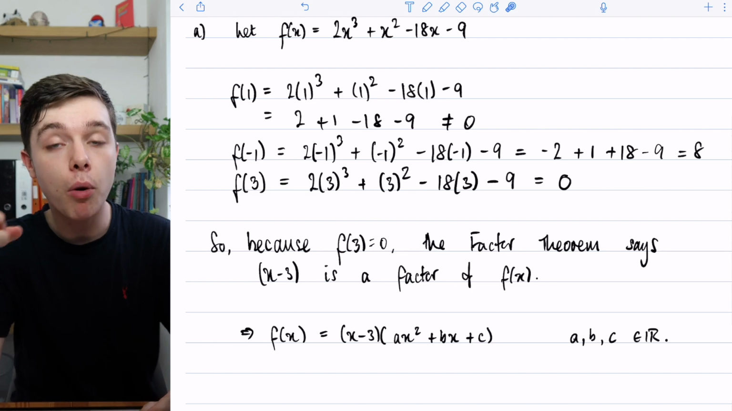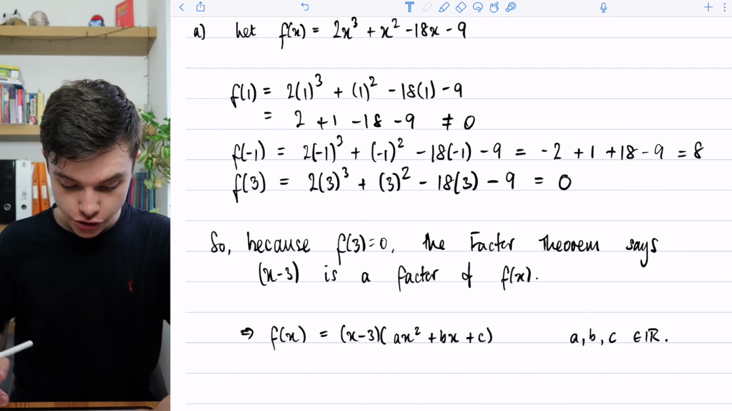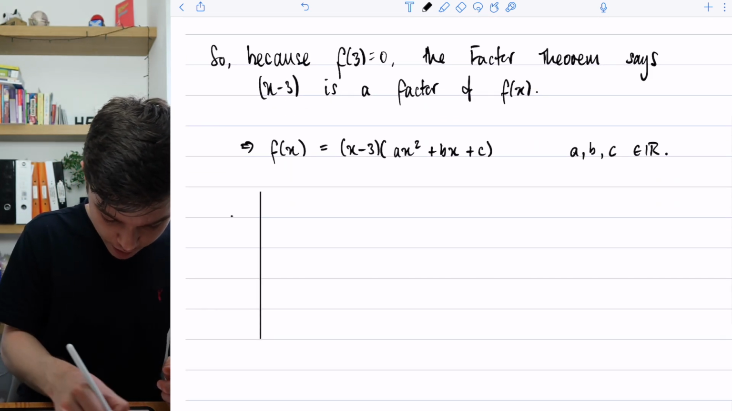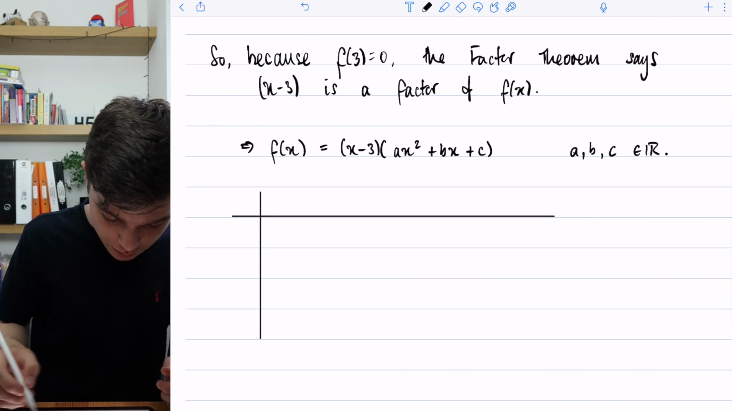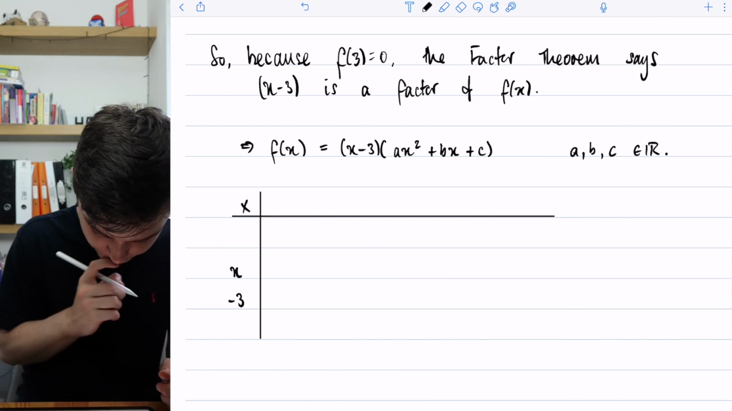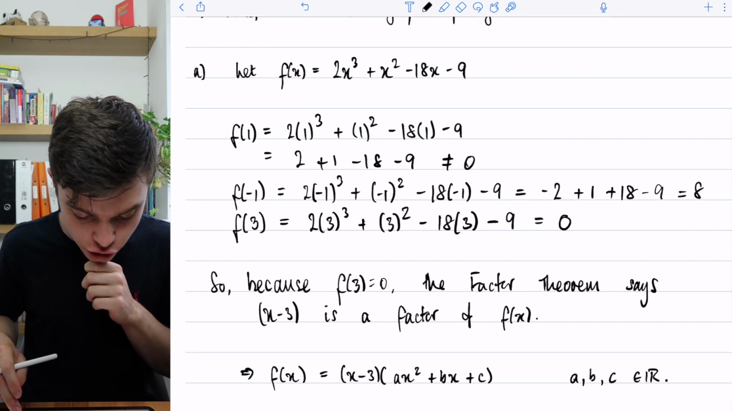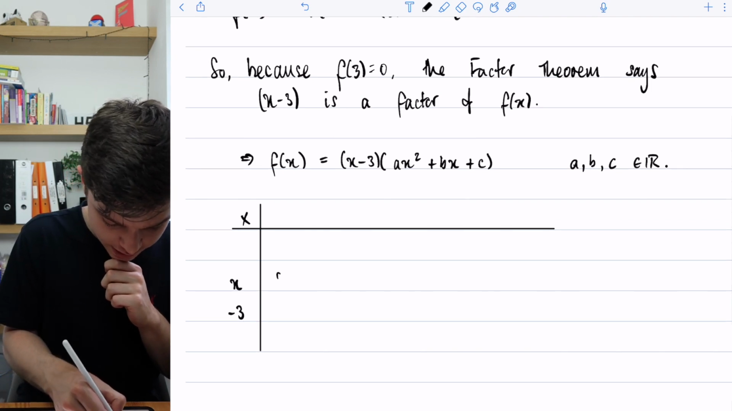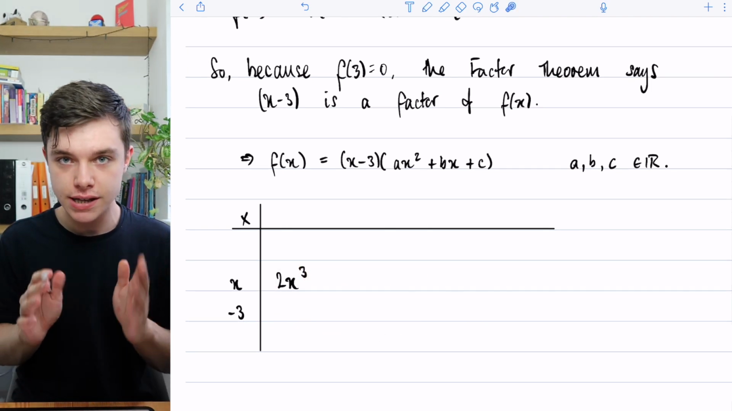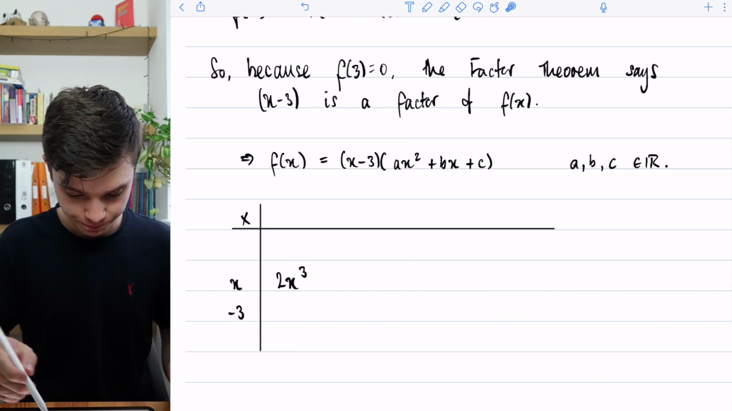We need to work out what the quadratic is, and to do that I will use long division. So I'm going to do this using the grid method. You can do it any method that you like. So we multiply here, we're dividing by x minus 3, and we are starting with, in our f of x, 2x cubed. So that's what we want here. And anything that kind of goes here, if you've seen the previous video, makes up our cubic that we have.